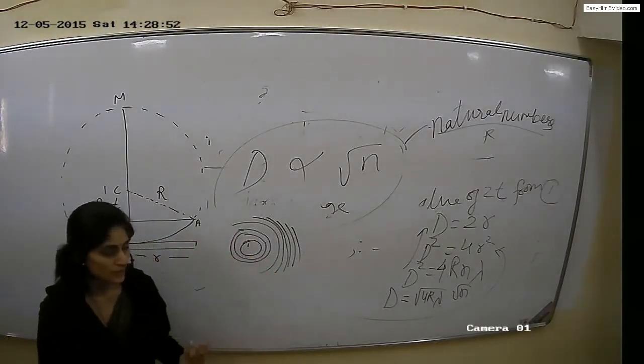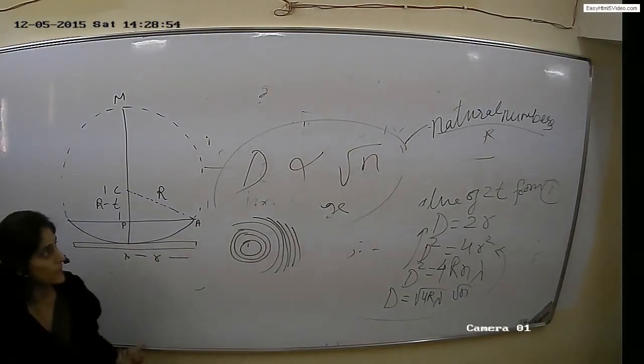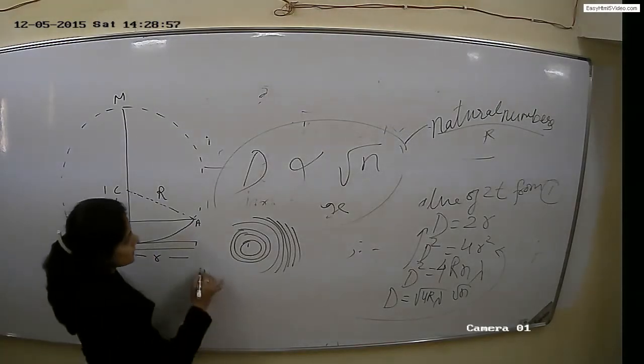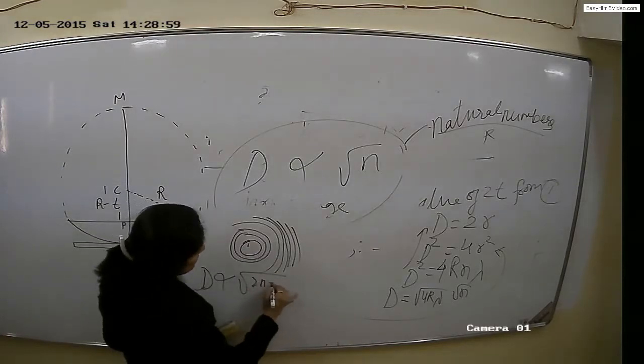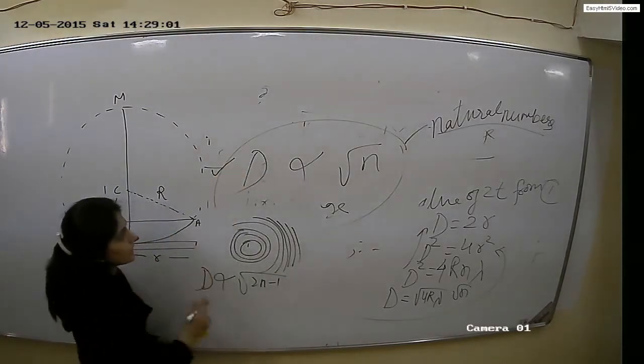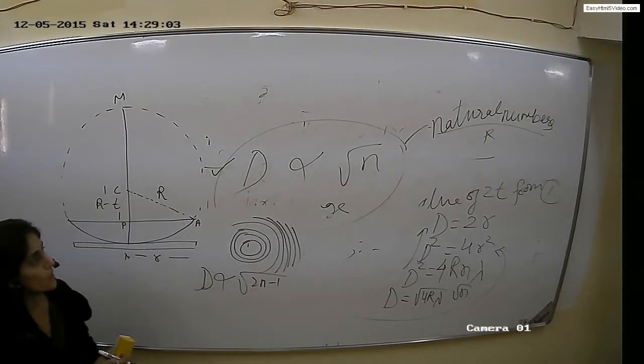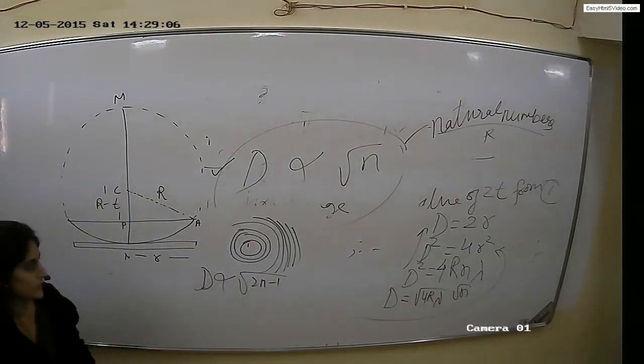So let us conclude that the diameter of the bright fringe is proportional to under root 2n minus 1, and the diameter of the dark ring is proportional to root n, that is, natural numbers.